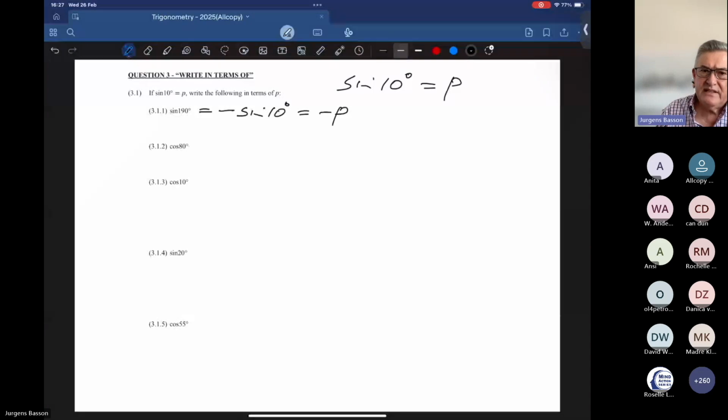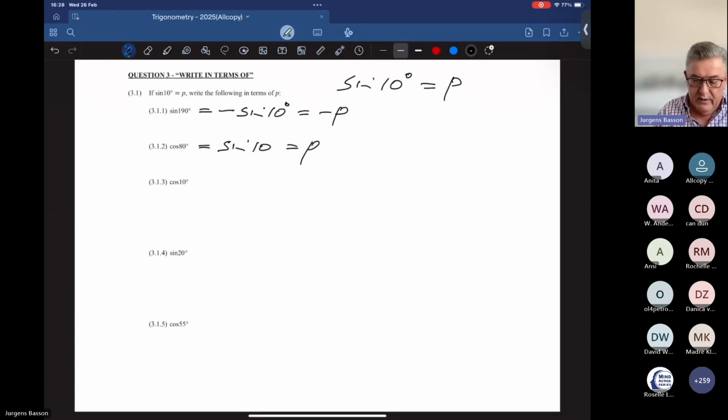You can see what this is? What is this one? Co-functions. So the first one, reduction formulae. The second one, co-functions. Now, when I do co-functions here, cos of 80, first quadrant, cos is positive, cos changes to sine, and it's 90 minus, it's sine 10, and the answer is p.